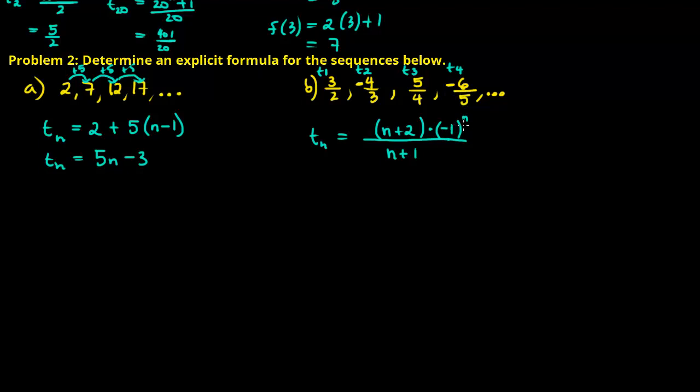So what we can do is change this so that we have -1 to the power of n minus 1. And now we'll see what happens. When n is odd, we'll have an odd number minus 1, which is an even number, and then we'll have -1 to the power of some even number, which is positive. And when n is even, we'll have -1 to the power of some odd number, which is going to be negative, which is exactly what we need. So our formula is T sub n is equal to n plus 2 times -1 to the power of n minus 1 all over n plus 1.